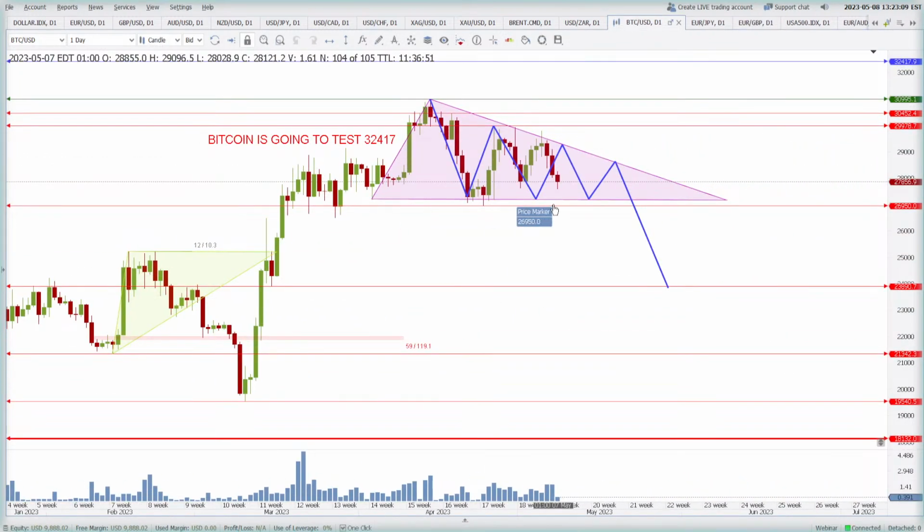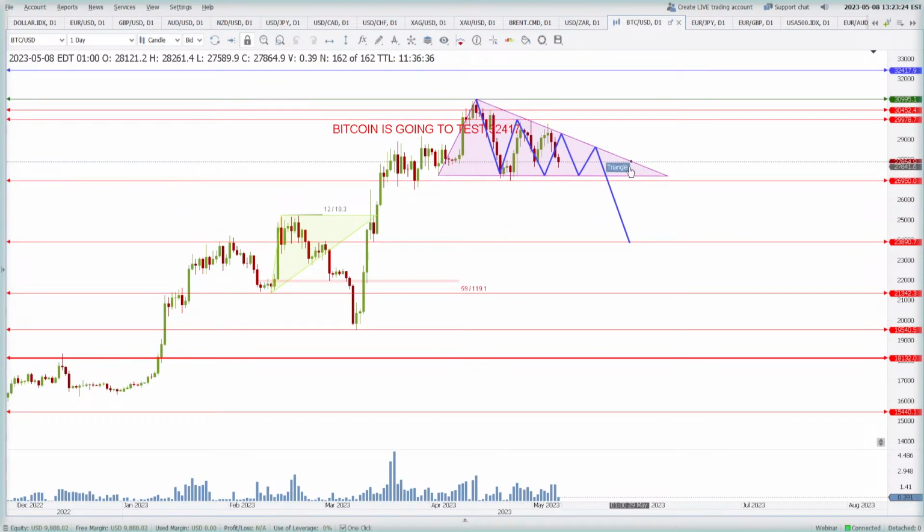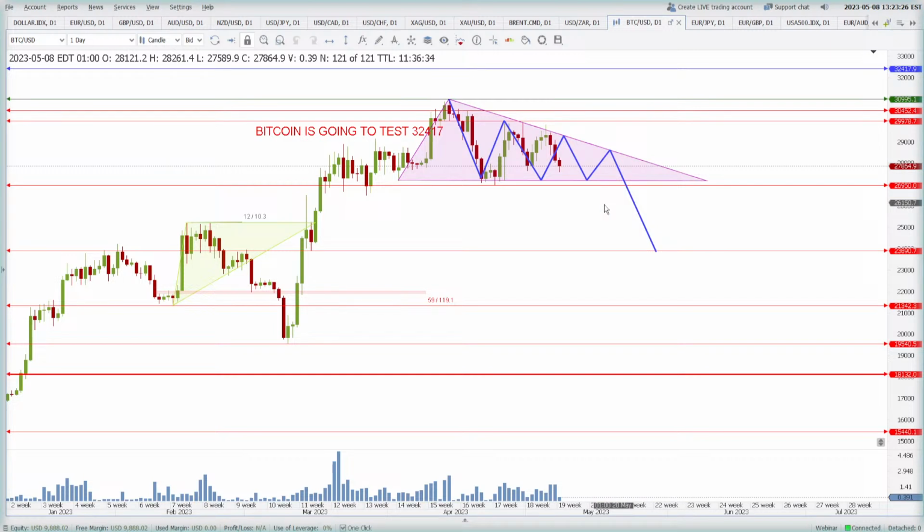Bitcoin, no changes. This is perfectly following the triangle that we had created, and I think it will keep hovering around somewhere here before it makes a fresh move. Bitcoin is known to make moves after making triangles, and this is another level of triangle that it is making. So just bear with me.